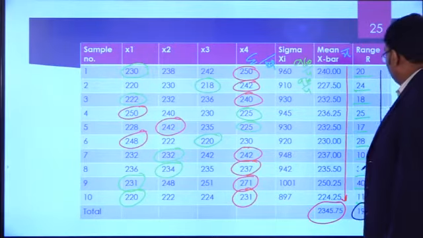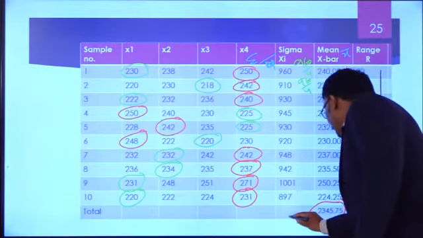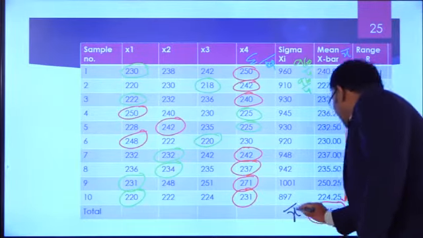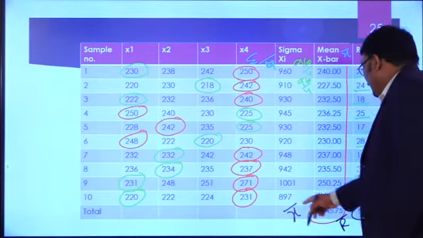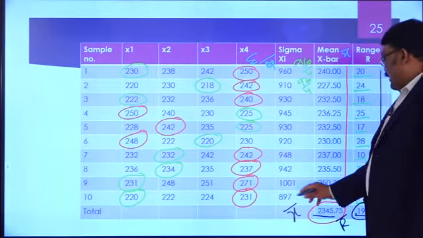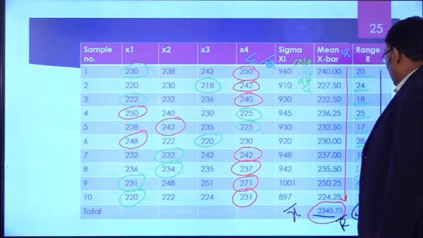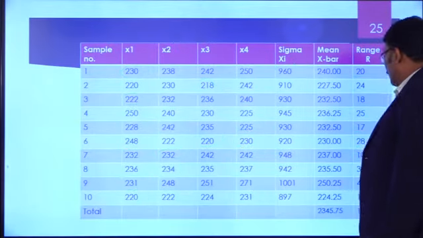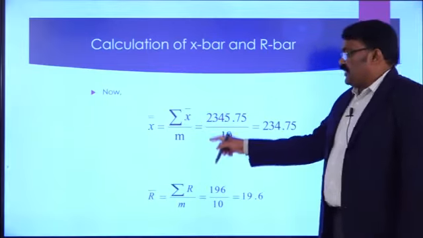Once it is calculated, this is x bar and this is r bar. Please note, this is x bar and this is r bar. X bar is equal to 2345.75 and r bar value is equal to 196. Okay? Right. So we will see the application.